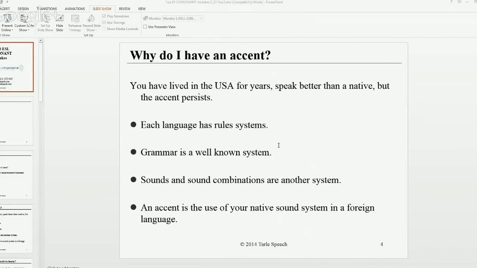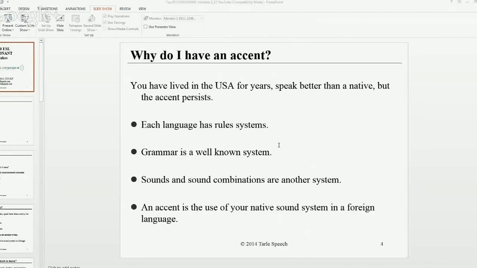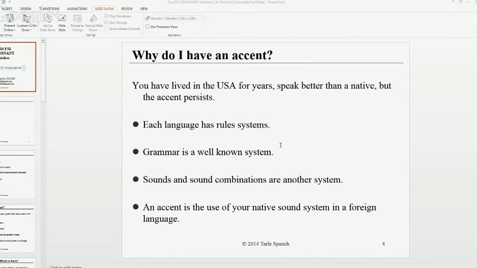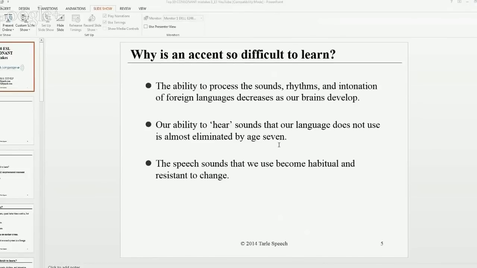Sounds and sound combinations are another system of a language. I find that most people aren't instructed on this, or they're only instructed maybe on 1 or 2 lessons, and so they have a slight understanding, but they don't really have a deep knowledge of the sound system. So an accent then is the use of your native sound system and your rules in a foreign language. So what happens is that then you have certain habits and rules that you use instead of using the rules of the learned language, which is English in this case.